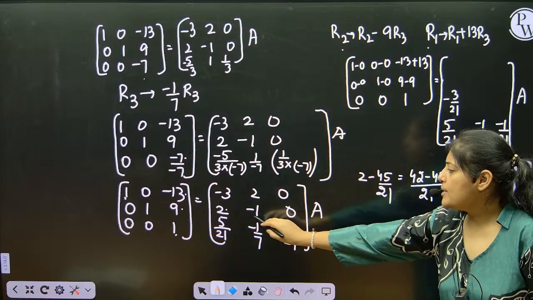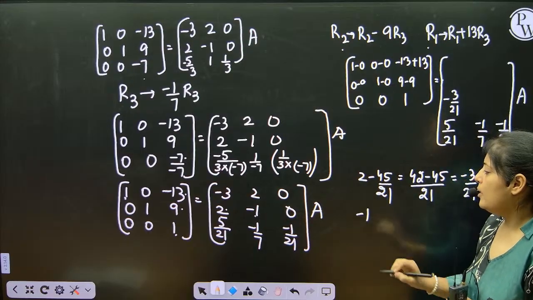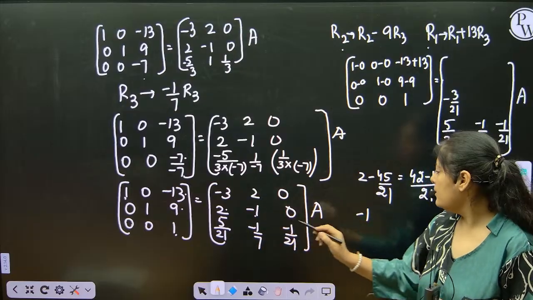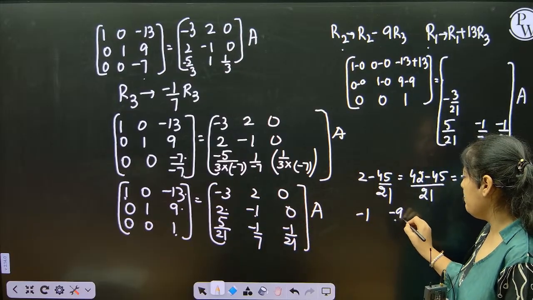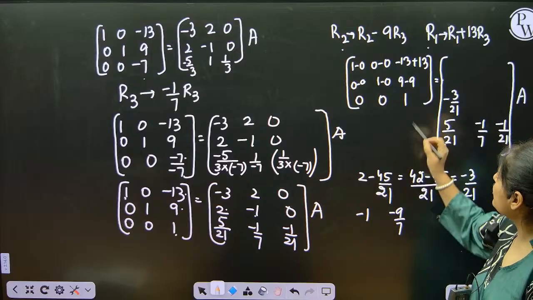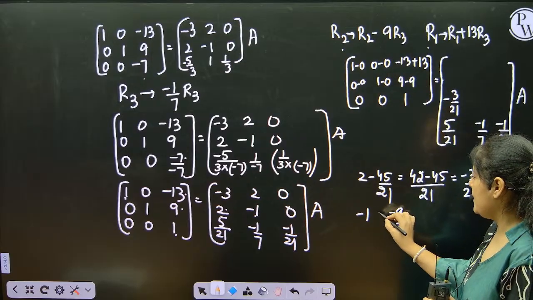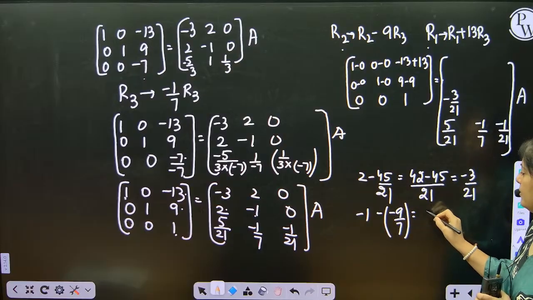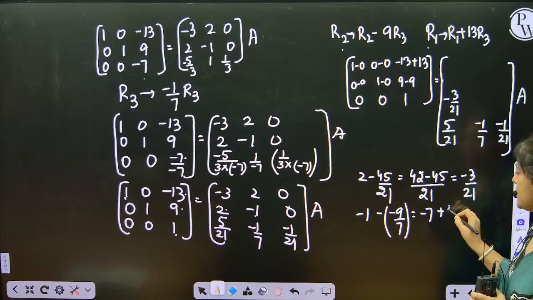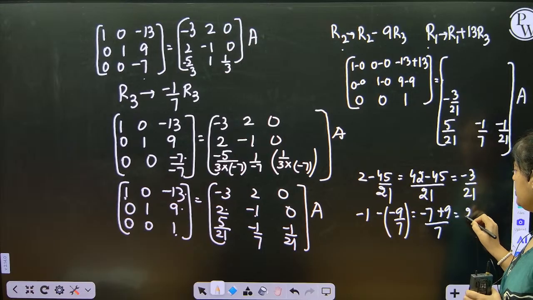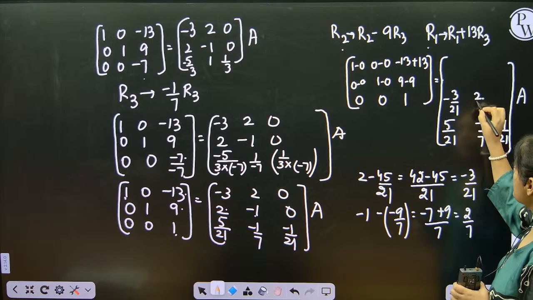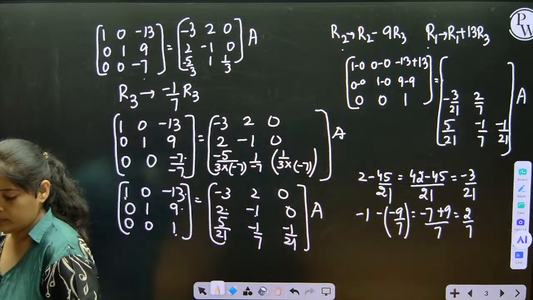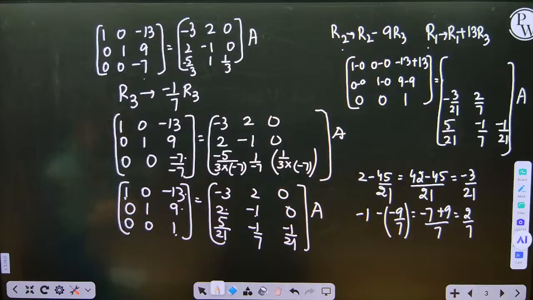Now, the number is minus 1. What I have to do is multiply this number with 9. So if you multiply, it will become minus 9 by 7. Now what you have to do is subtraction. Minus minus will become plus. Now 7, take the LCM, plus 9 by 7. So it will become 2 by 7. So this element is nothing but 2 by 7. Okay.